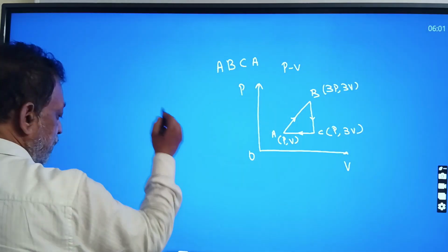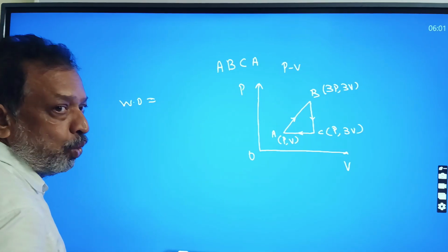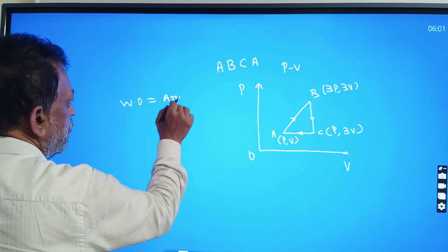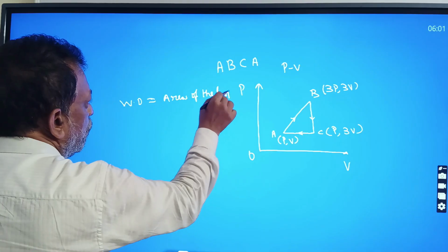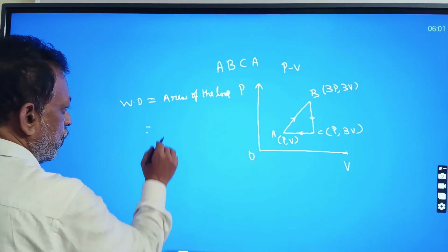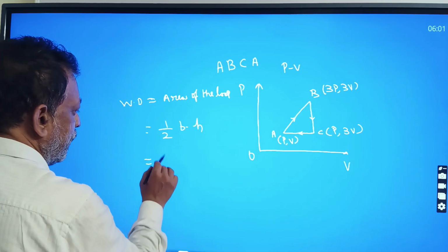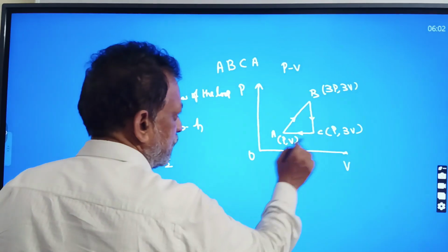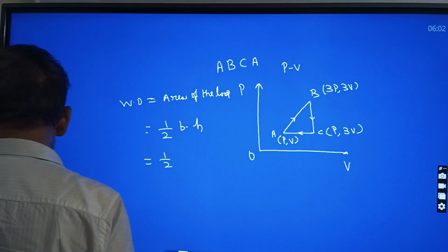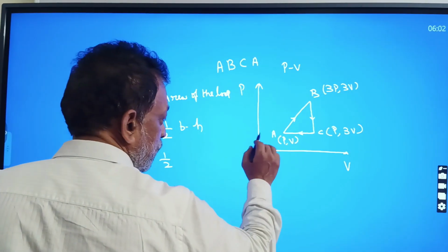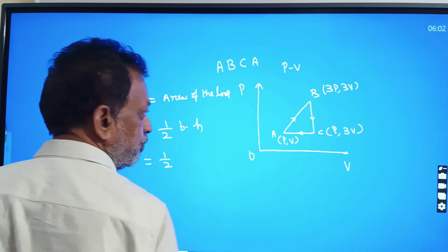So what is the formula of work done? Work done is equal to the area of the loop. So it is a right angle triangle, half into base into height formula, half, 1 by 2. This is the base. Then you have to find the height, which is now the pressure.